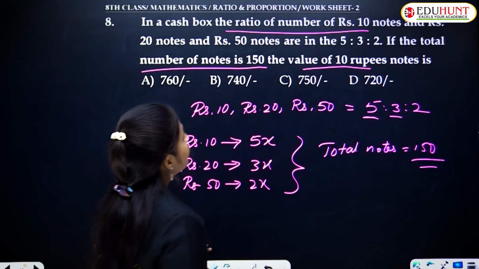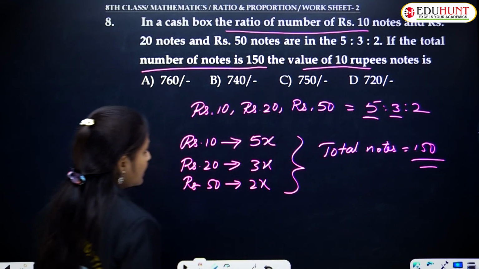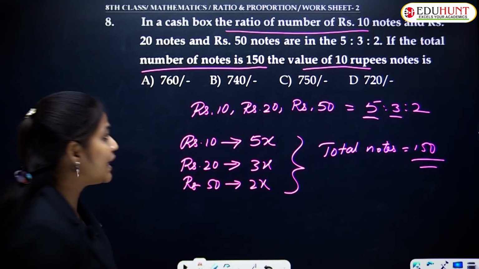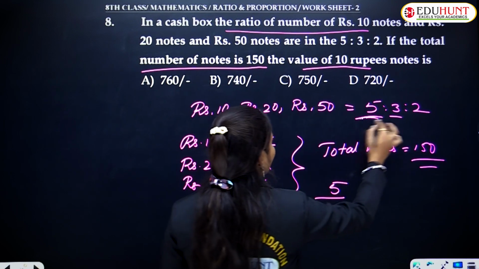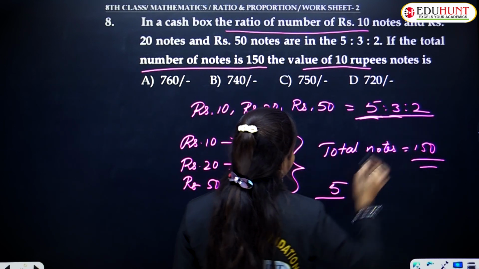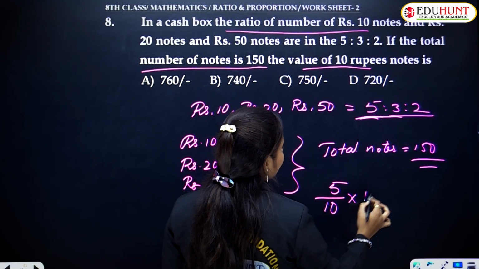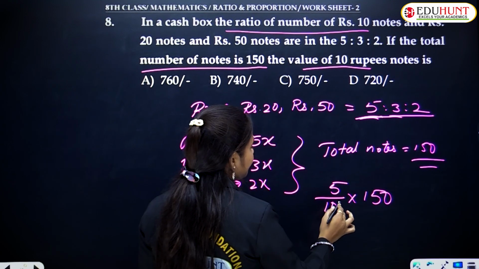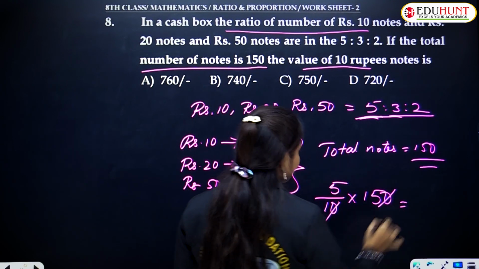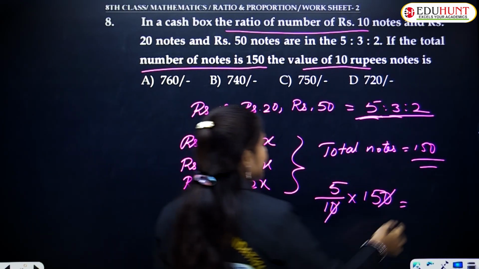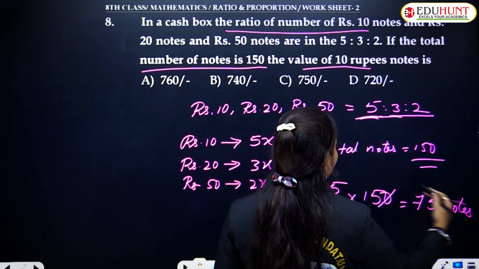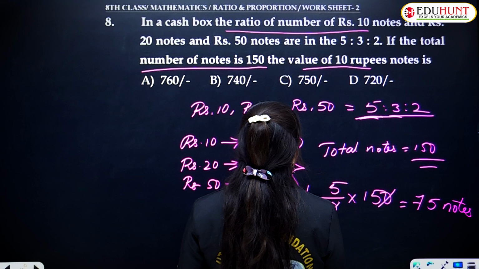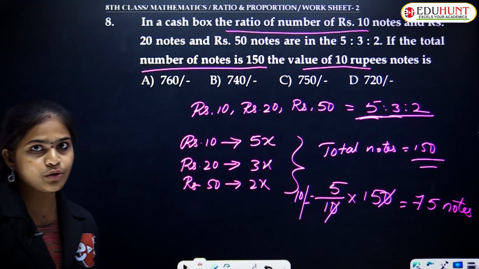Okay, so here, how many 10 rupee notes are there? We need to find out. So here, 5 plus 3 is 8, 8 plus 2 is 10, that is the total of the parts. And here how many notes are there in total? 150. So the 0 and 0 get cancelled. 15 fives are 75. So 75 10 rupee notes are there.